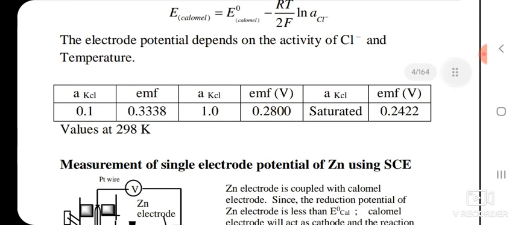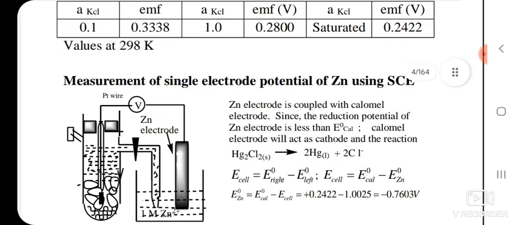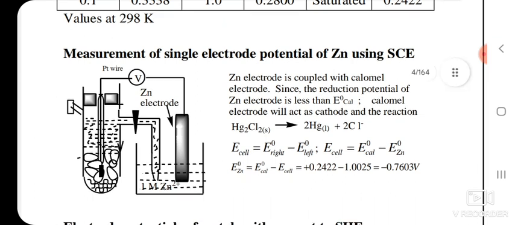Values at 298 Kelvin. Measurement of single electrode potential of zinc using SCE. Zinc electrode is coupled with calomel electrode. Since the reduction potential of zinc electrode is less than E naught calomel, calomel electrode will act as cathode and the reaction proceeds accordingly.